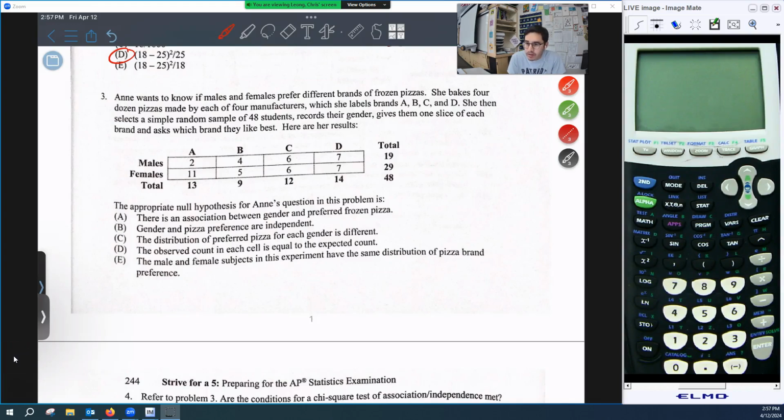Question 3. Anne wants to know if males and females prefer different brands of frozen pizzas. She bakes 4 dozen pizzas made by each of 4 manufacturers, which she labels brands A, B, C, and D. She then selects a simple random sample of 48 students, records their gender, gives them 1 slice of each brand, and asks which brand they like best. Here are her results.